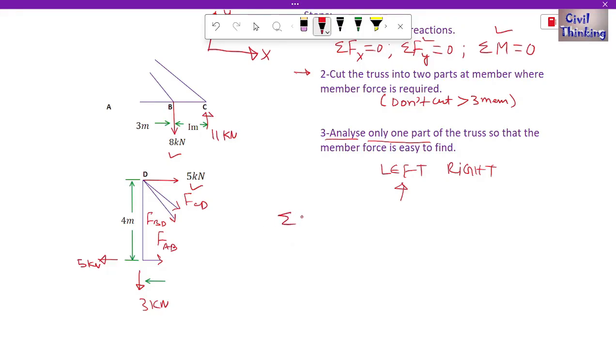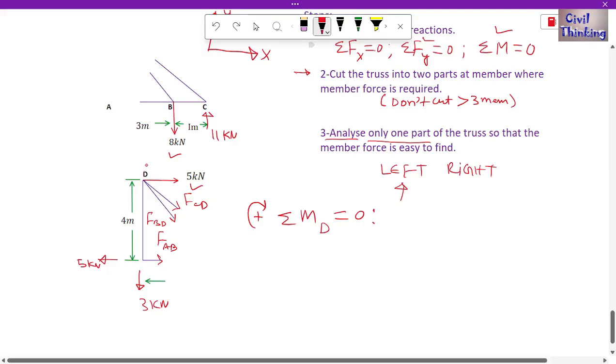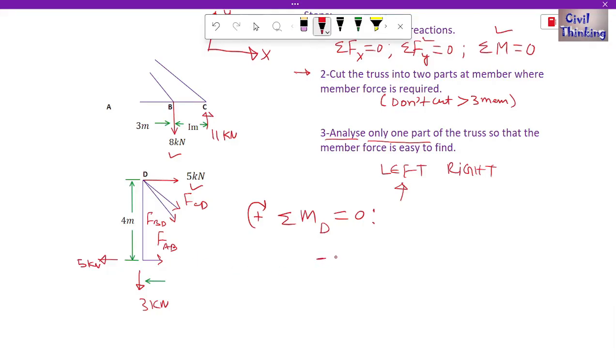Now let me apply summation of moment at D equal to 0, assuming clockwise moments are positive and anti-clockwise moments are negative. You can assume clockwise to be negative and anti-clockwise to be positive, it is your choice, but whatever you choose, stick to that assumption. Now this FAB is going to exert a moment like this, it is anti-clockwise, so it is negative. So I will write a negative sign here: force in AB multiplied by the normal distance between the force and the point. The normal distance between FAB and D is 4 meter.